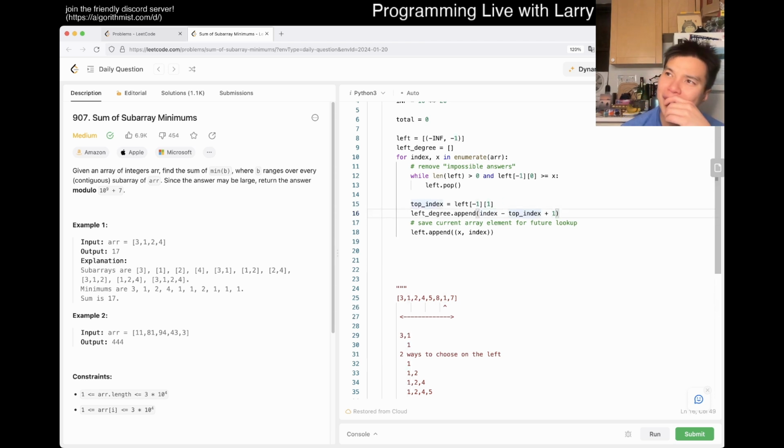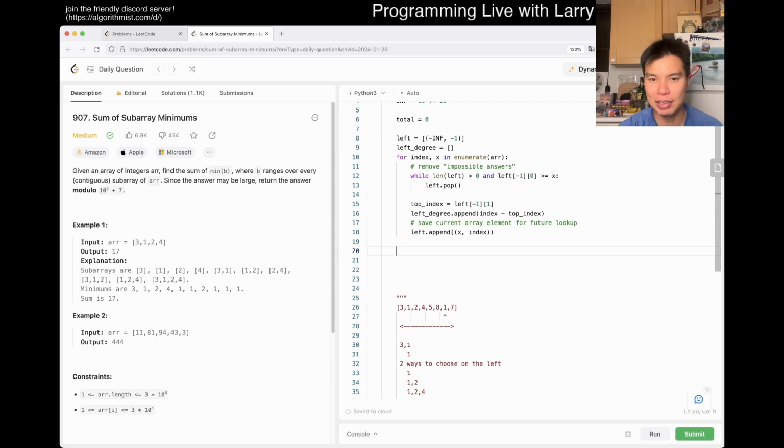So is that true? Maybe this is 0 then, I think. I'm trying to think in my head what is the right default. We get the index. Oh yeah, okay. So the next number that is smaller, you don't get to choose that number. So it is not inclusive, it's exclusive on the left bound. So that's why it's index minus top index. Okay, that makes sense.